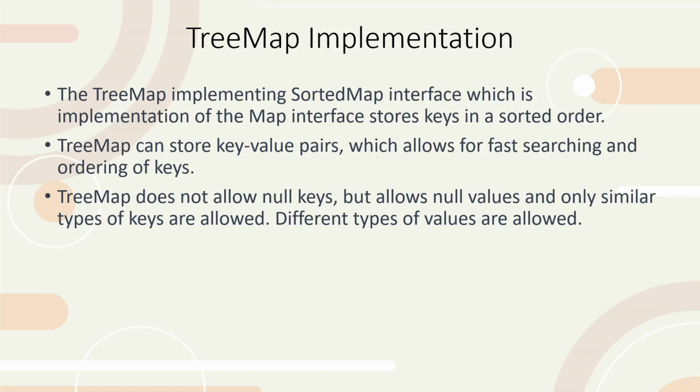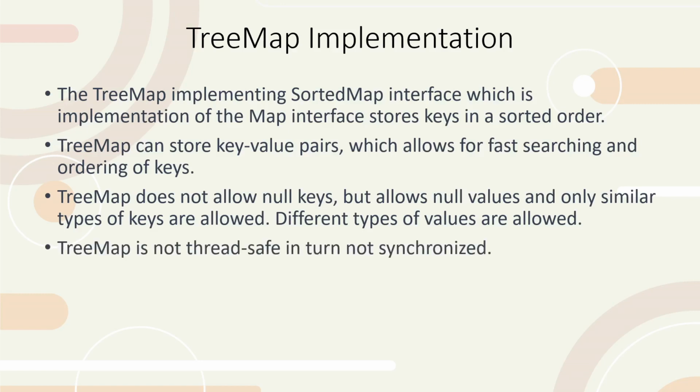TreeMap does not allow null keys but allows null values, and only similar types of keys are allowed, different types of values are allowed. TreeMap is not thread safe, in turn, which is not synchronized. So this is all about the TreeMap. We will look at some examples of a TreeMap in some other videos for deeper understanding.